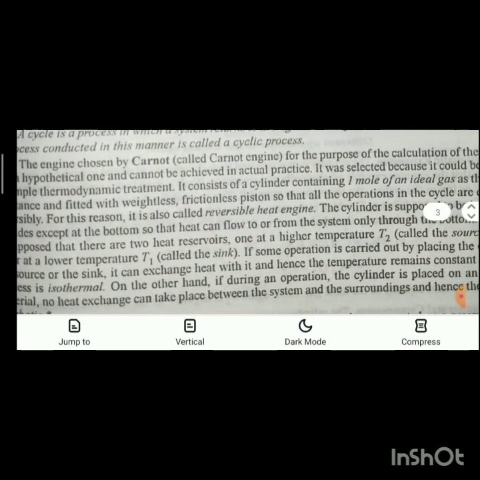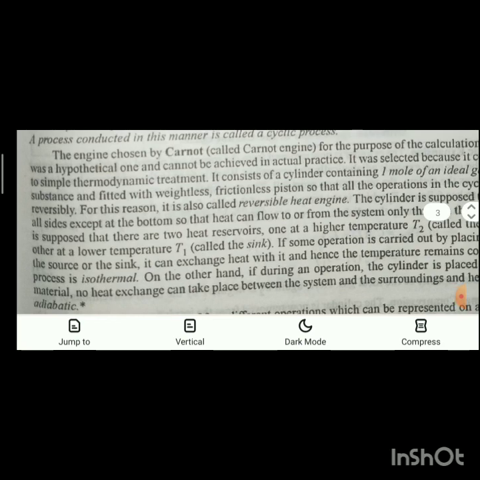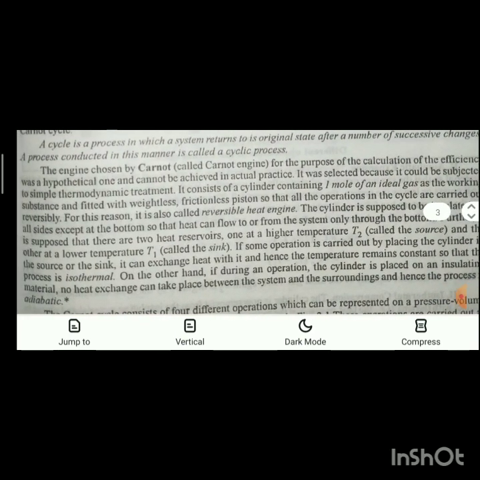The engine chosen by Carnot, called Carnot engine, for the purpose of calculation of the efficiency was a hypothetical one and cannot be achieved in actual practice. It was selected because it could be subjected to simple thermodynamic treatment. It consists of a cylinder containing 1 mole of an ideal gas as the working substance and fitted with weightless, frictionless pistons so that all the operations in the cycle are carried out reversibly. For this reason, it is also called reversible heat engine.